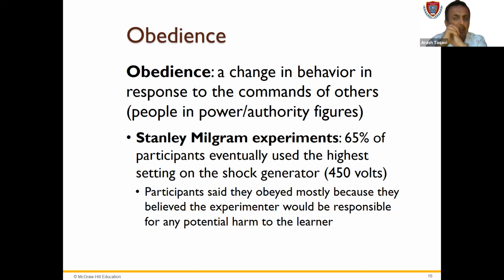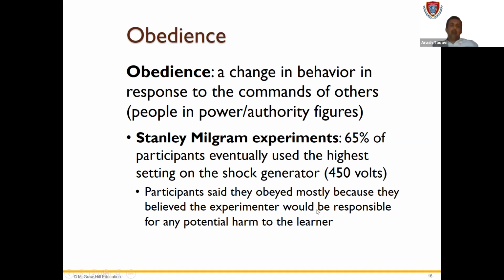People empower authority figures. The Stanley Milgram experiment says that 65% of participants eventually used the highest setting on the shock generator, for 150 volts. Participants said they obeyed mostly because they believed the experimenter would be responsible for any potential harm to the learner.